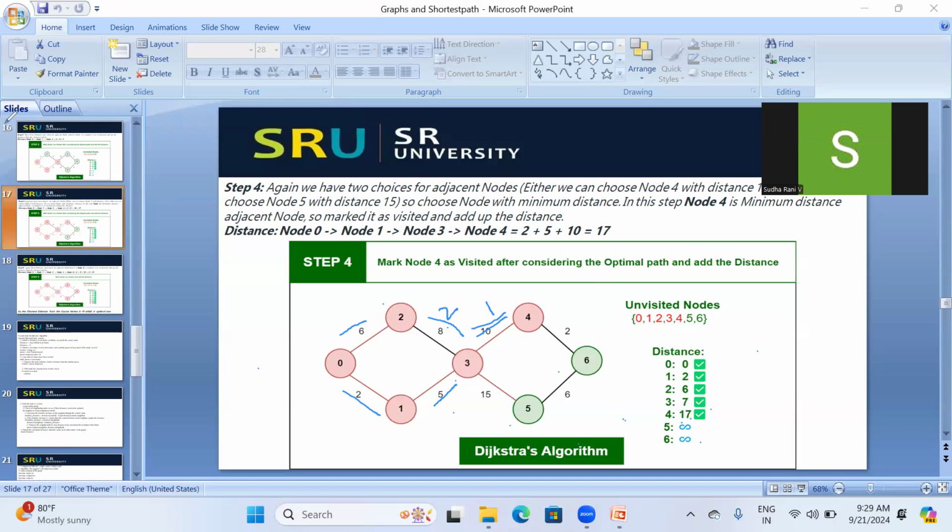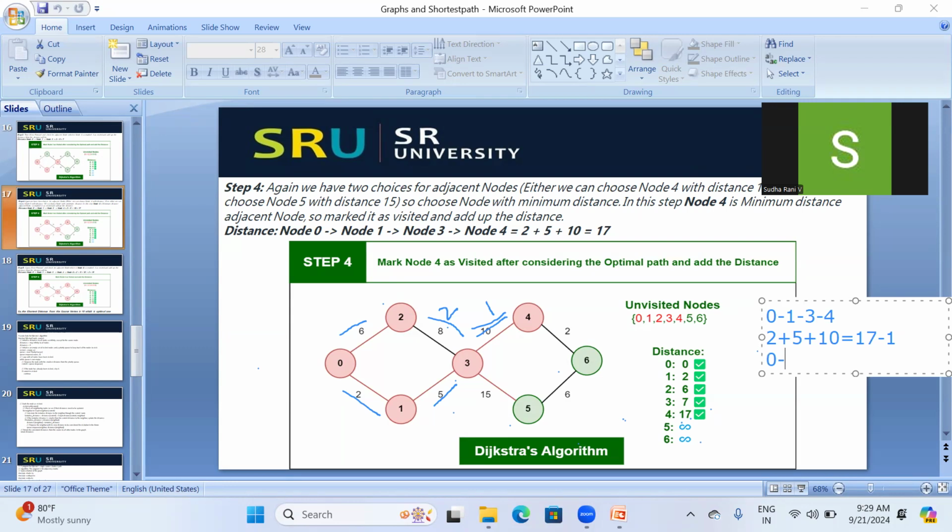Okay, so now take the two possibilities and the values we are getting. The first one is 0 to 1, 1 to 3, and 3 to 4. So what values are we getting? 0 to 1 is 2, 1 to 3 is 5, plus 3 to 4 is 10. So what is the total? Total we are getting is 17 for possibility number 1.